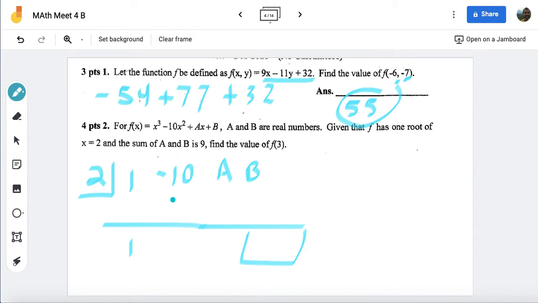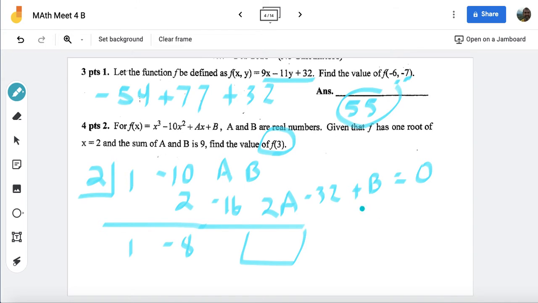Bring down the 1, times 2, add this together, get -8, times the 2 is -16, add it together, and you get a minus 16. A minus 16 times 2 is 2a minus 32. And then you're going to add it to b. So this is weird. 2a minus 32 plus b has to equal 0. They want us to find the value of f of 3. Holy smokes. I thought this was going to come out easier than it did.